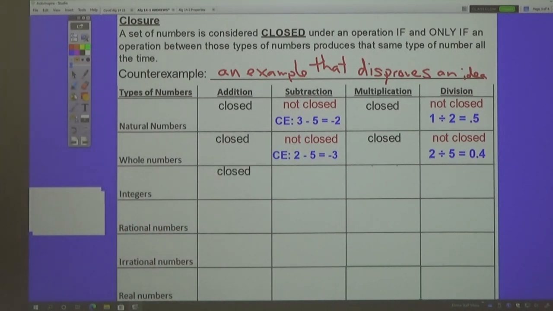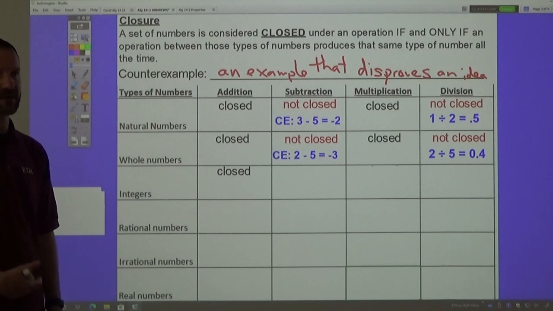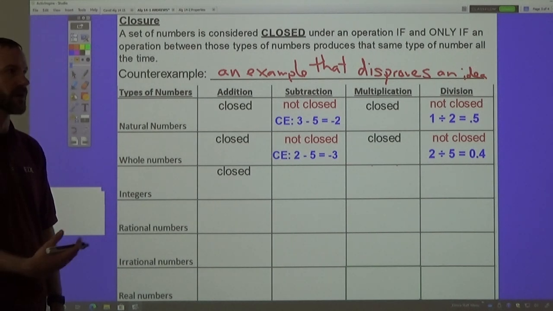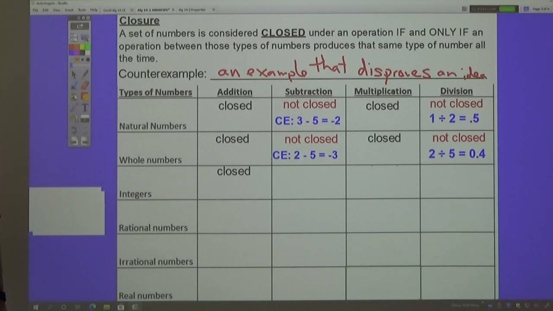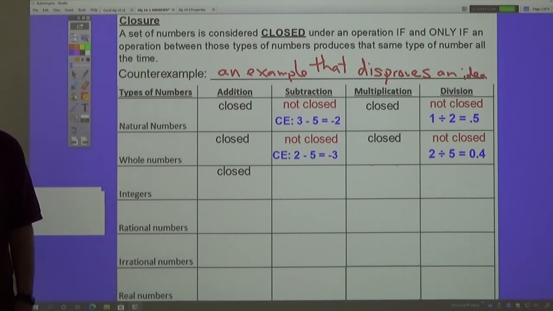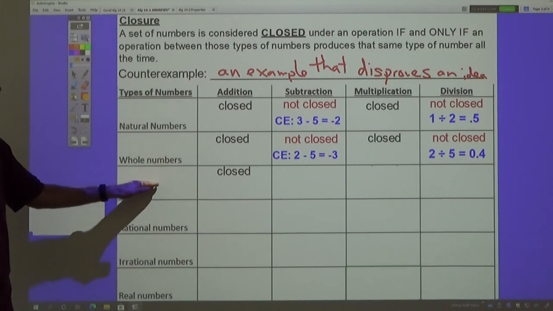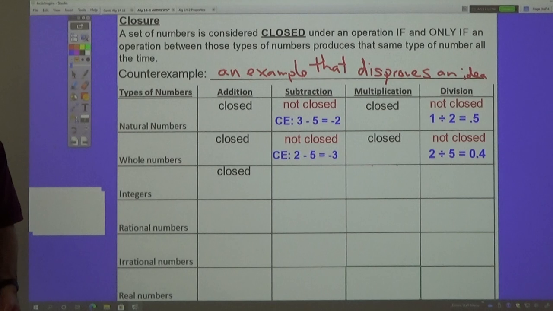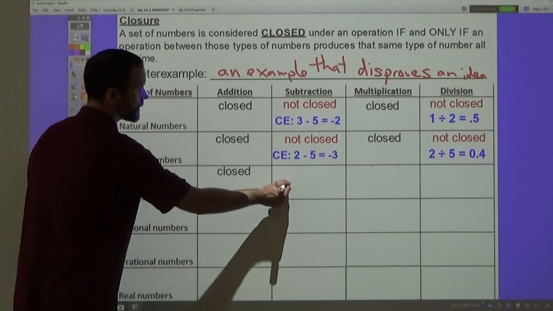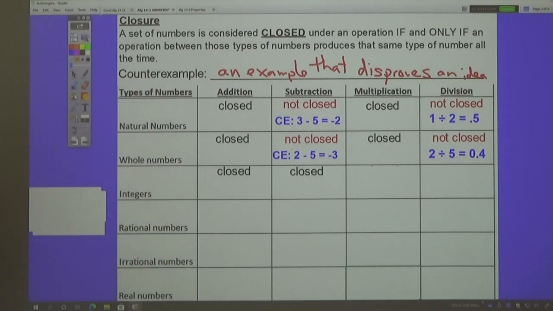Integers. A negative number plus a negative number gives you a negative number. For example, negative 1 plus negative 2 is negative 3. 1 plus 2 is 3. So integers under addition are closed. You'll always get an integer answer. Subtraction is closed, because now we can have negatives. 5 minus 2 is 3, 2 minus 5 is negative 3, both 3 and negative 3 are integers.